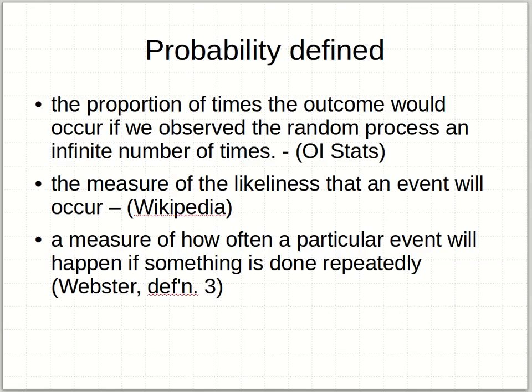Probability, simply defined in the textbook that we're using, is the proportion of times an outcome would occur if we observed a random process, random sampling of many different separate events. Wikipedia more shortly and less completely says it's the measure of the likeliness that an event will occur. That's leaving out the bit about it needing to be a very large number of times that you allow this random process to occur. Webster's says something sort of in between, a measure of how often a particular event will happen if something is done repeatedly. Again, repeatedly and many times is probably a key there.